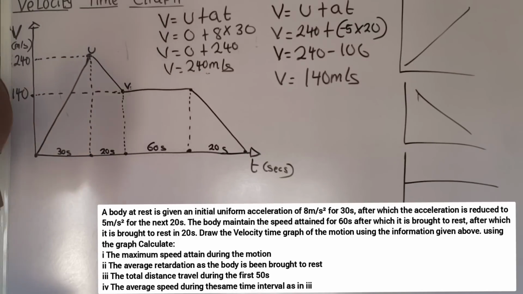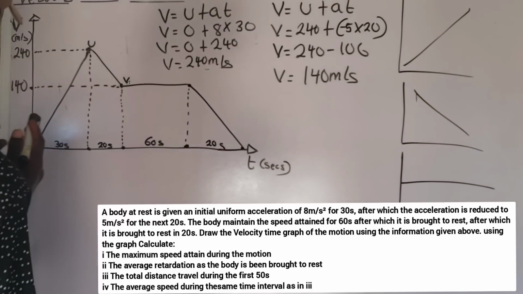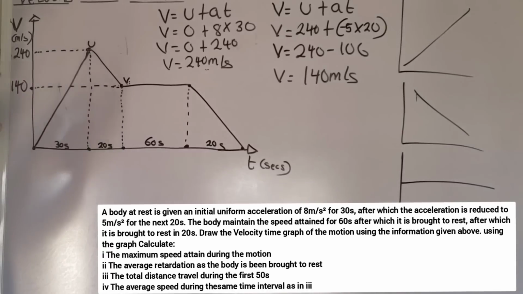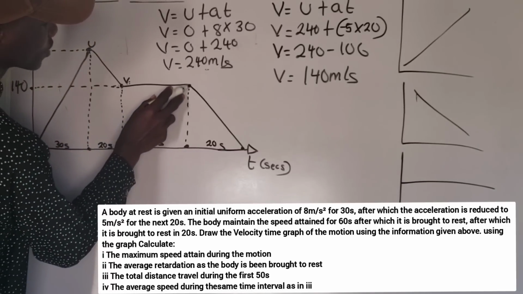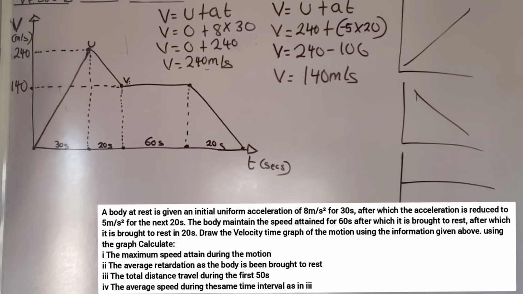Do you understand? Okay, so let's proceed to the next question. The next question is to determine the average retardation as the body is being brought to rest. Now, in this velocity-time graph, you can see that the body is brought to rest from this point to this point. So the average retardation will be change in velocity over change in time. And the velocity at that point is 140 and 0 meters per second.